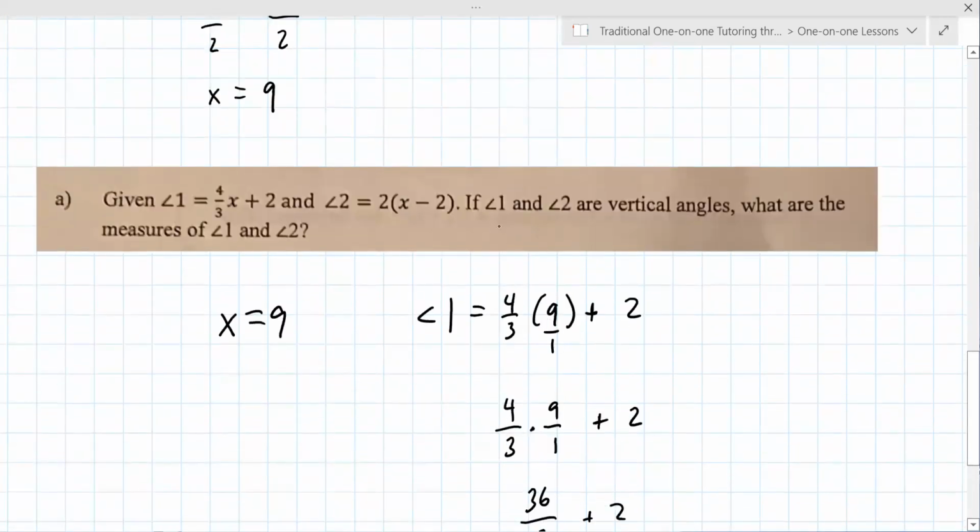What do you know about angle 1 and 2? They're vertical angles. That's what it says right there. And what do you know about vertical angles? They're congruent. You got it. Nice.